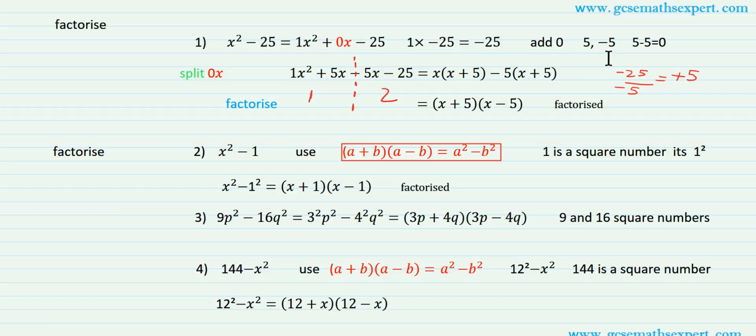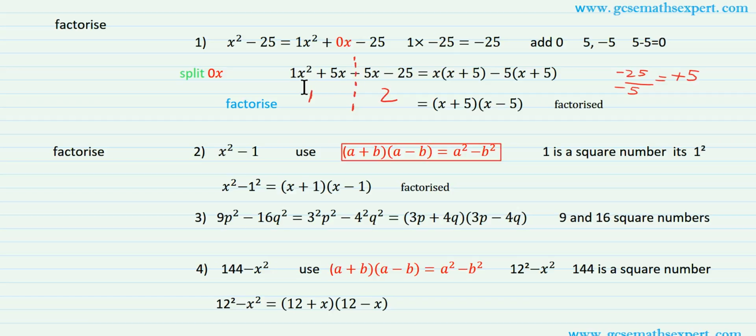5 times 5 multiply to give minus 25. 5 add 5 gives 0, the coefficient of the x. So then we're going to use these two numbers, 5 and minus 5, and we're going to split the 0x. So we'll write this as 1x squared, and we'll write this as minus 25. We split the 0 and we use these two numbers. We write it as 5x plus minus 5x because it's 0, yeah?